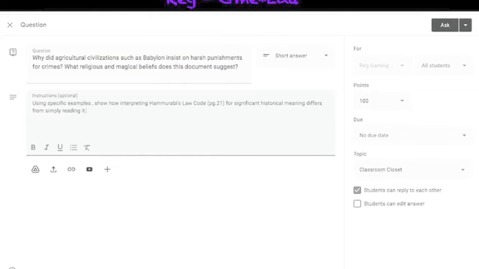After all four of the questions, however, it gave this directive: using specific examples, show how interpreting Hammurabi's law code for significant historical meaning differs from simply reading it. And I put page 21 for reference for the student, because that's where Hammurabi's law code was for them. So again, that is the core, which is what you're trying to promote in these learners, right? We want students to be reading for that significant historical meaning, not for a maybe superficial concept.